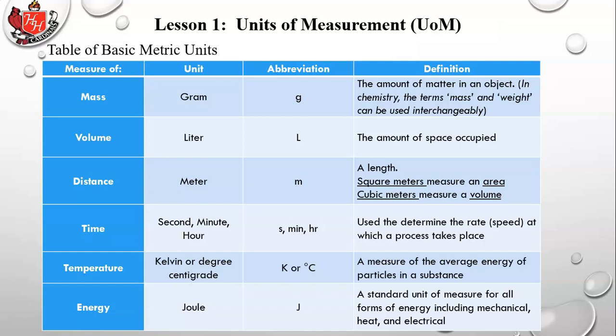Now, time is standard: seconds, minutes, hours, what we're all familiar with. Temperature is measured in Kelvin or centigrade. We'll get into that concept later on. We don't use the Fahrenheit scale, which is used commonly in the United States. We don't use that in science or chemistry. And finally, energy is measured in a unit called a joule. And that can be any type of energy. It can be heat energy, sound energy, light energy, energy that goes into throwing a ball, which is mechanical energy. All of those have a common unit of measure, and that's called a joule.